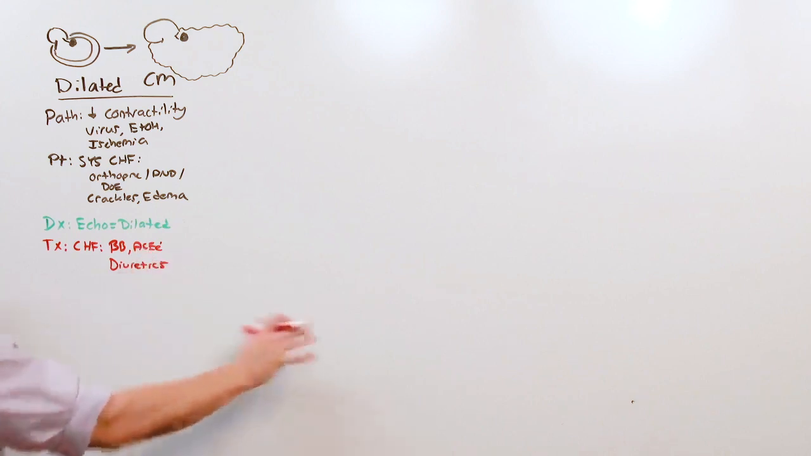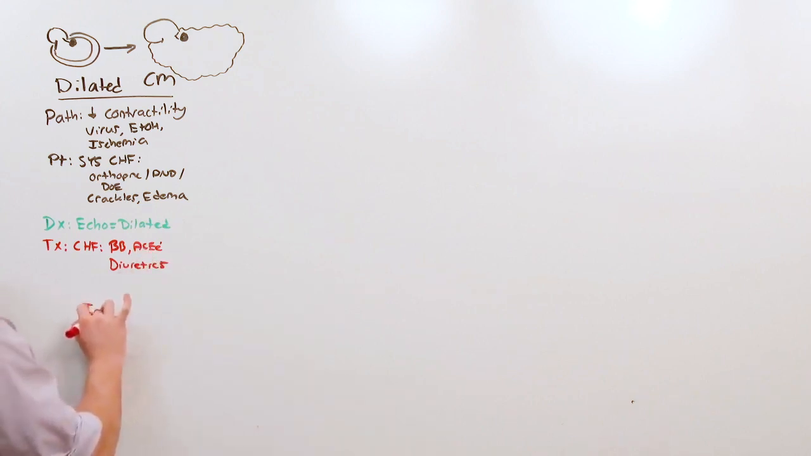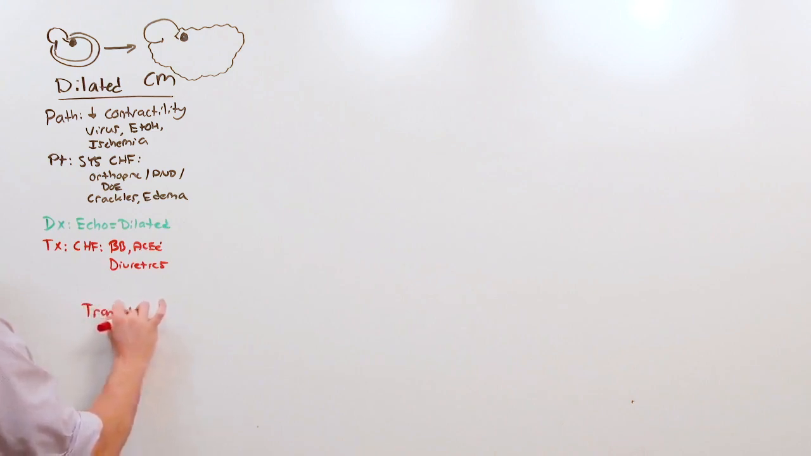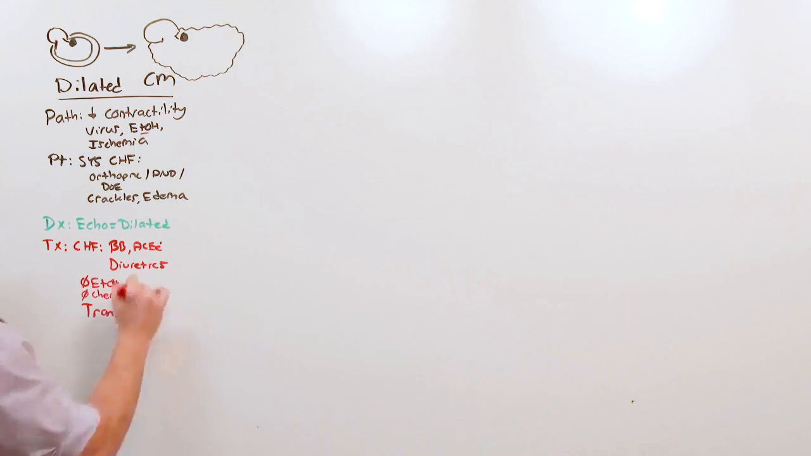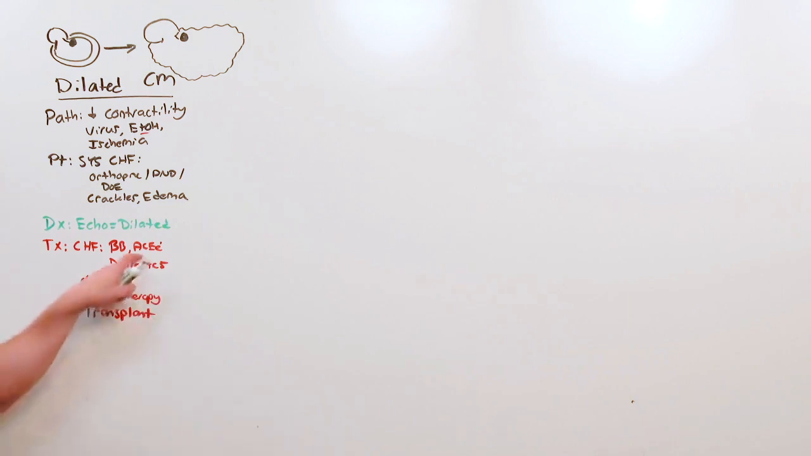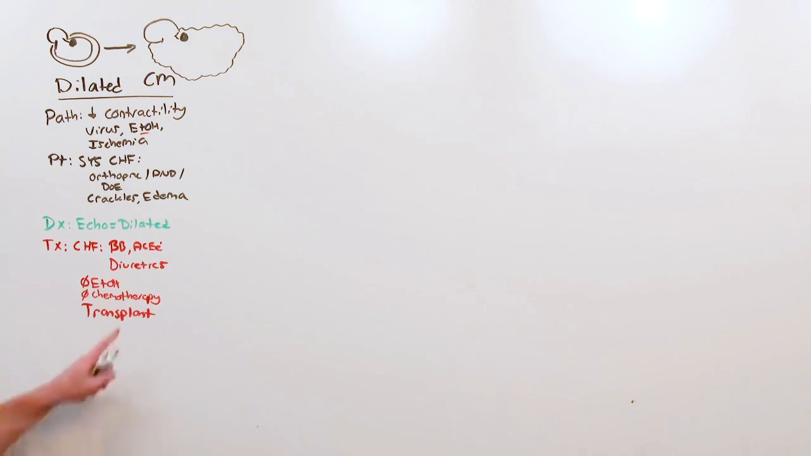Now, all of these lesions, all of these cardiomyopathies can be treated with transplant definitively. And then every once in a while, you'll get an etiology specific like alcohol, where you can stop the alcohol and hope that it improves, or stop the chemotherapy and maybe it'll get better. But for the most part, it's going to be beta blocker, ACE inhibitors, and diuretics, then get the transplant if it's bad enough.